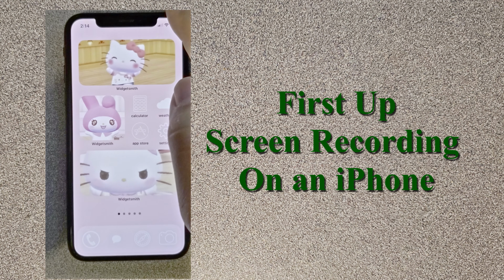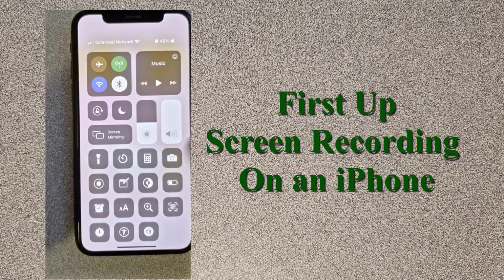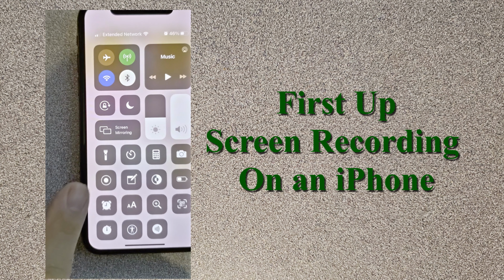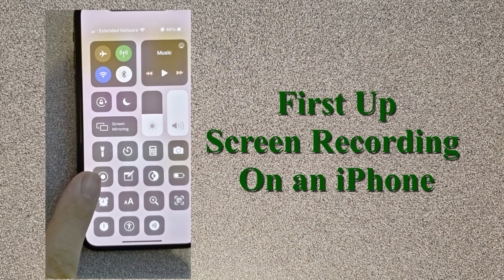You swipe down from the upper right hand corner of your iPhone. Opens up your Control Center. You're going to see a round circle. That's the record button for screen recording. So go ahead and click that.